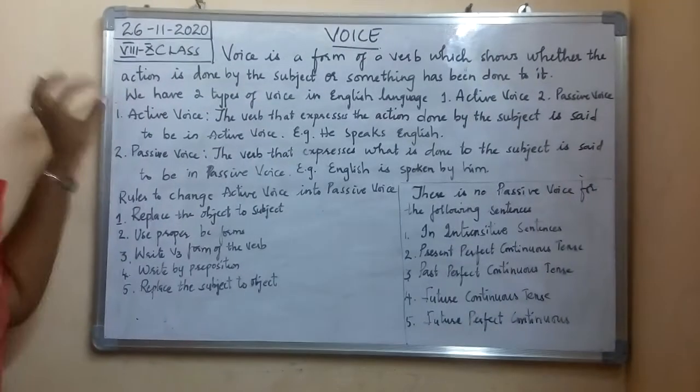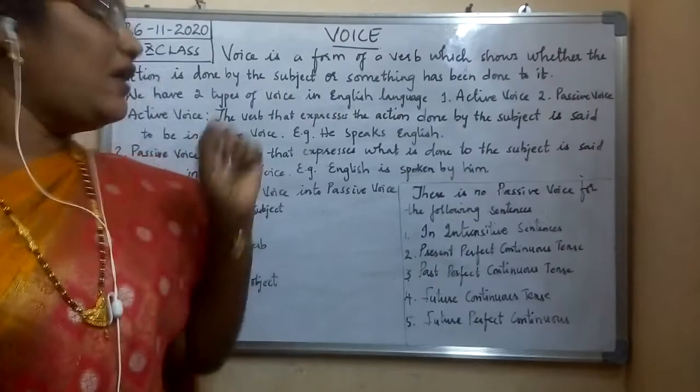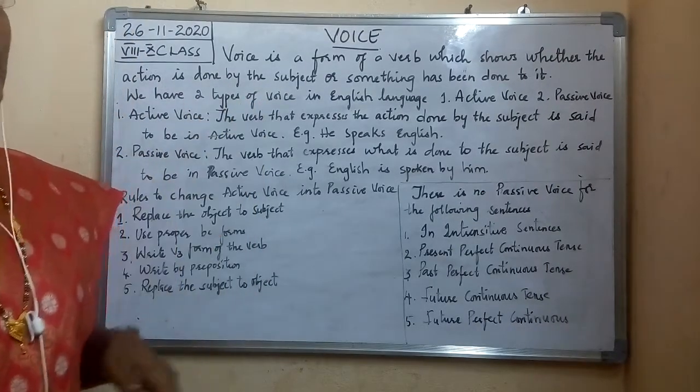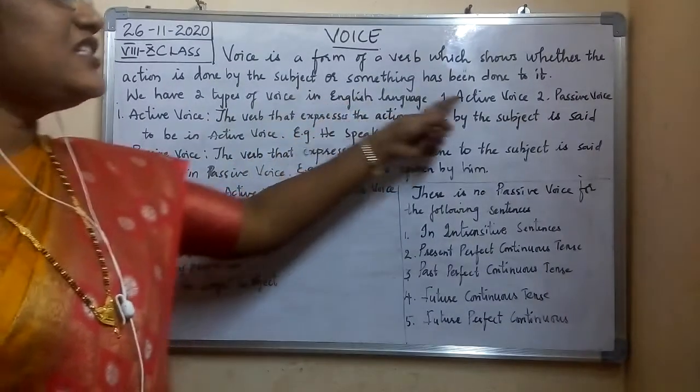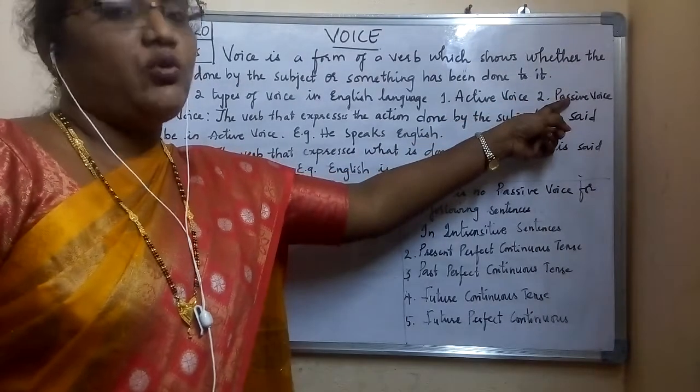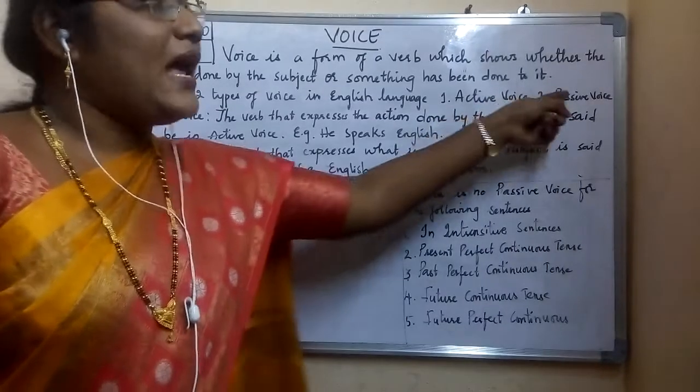Okay. Now, how many kinds of voice we have? We have two types of voice. Okay. How many types of voice we have in English language? We have two types of voice, that is active voice and passive voice. What are the two voices? Active voice and passive voice.